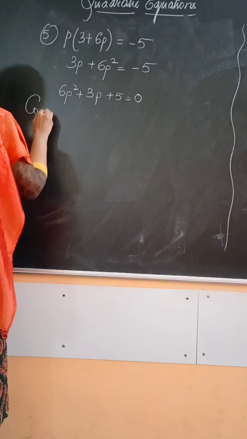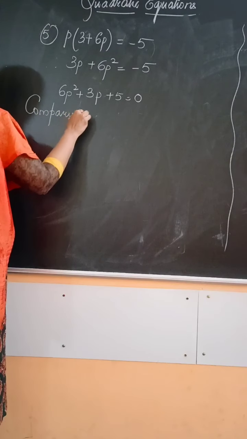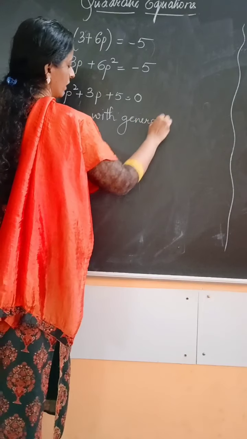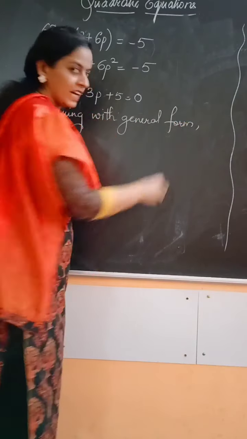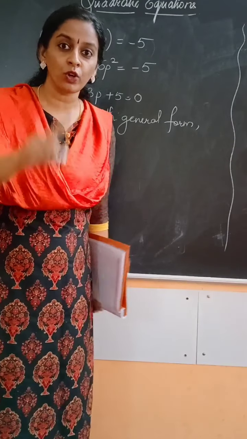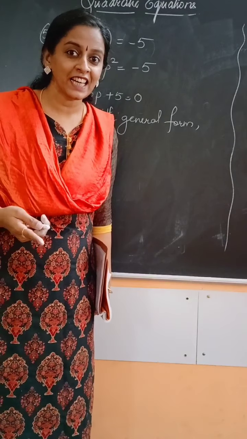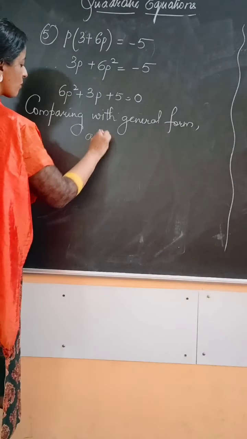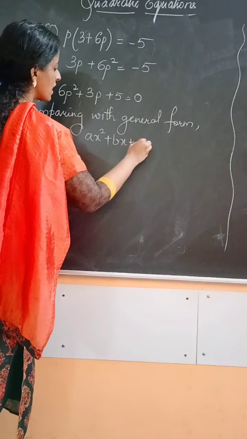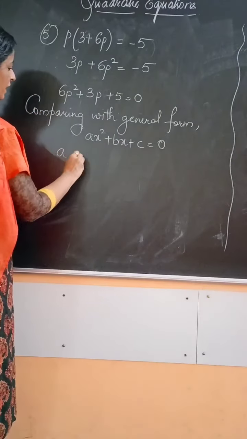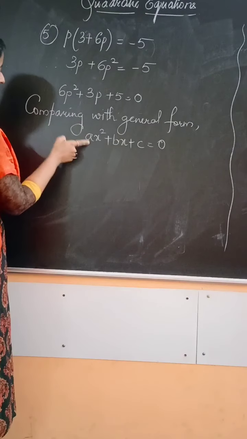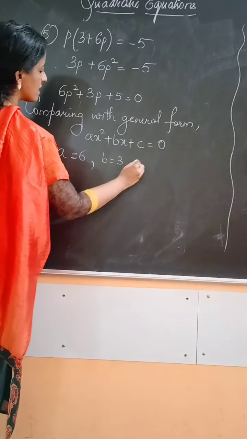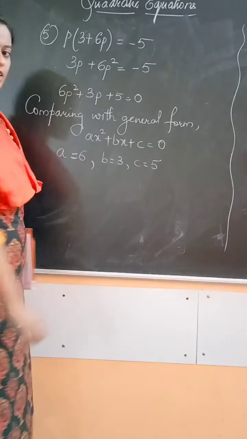Now, comparing with general form. In the middle of the night also I will come and ask you, what is the general form of a quadratic equation? Ax square plus bx plus c is equal to 0. So, comparing with general form, ax square plus bx plus c equal to 0, A will be, what is the coefficient? A is 6, B will be 3 and C is 5.